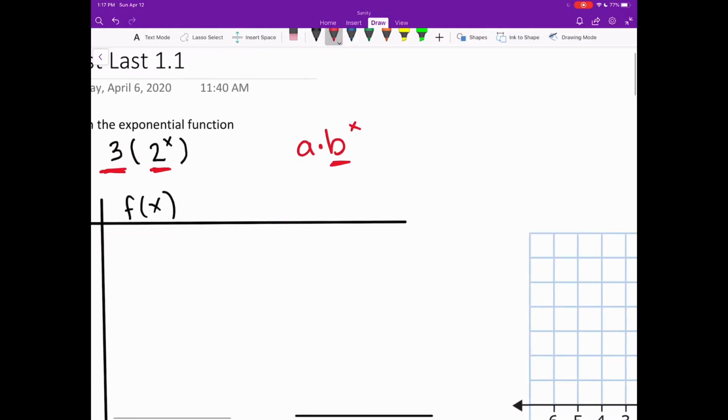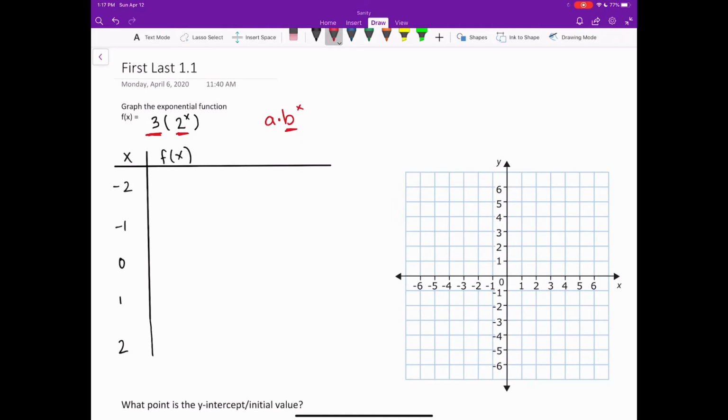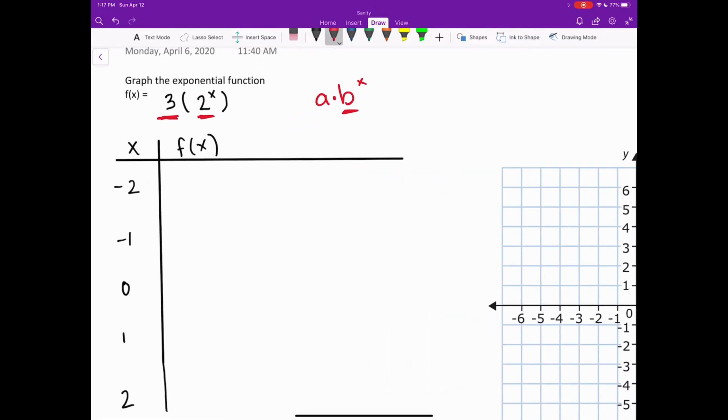So to graph this, kind of like what we've been doing, this is just review, all right? Review for this first week. I'm just going to make a table of values so that I can plot all of these points to graph on my coordinate plane. So in my table, I have a whole bunch of x values going from -2 to 2. We could extend this out, but let's just get a general idea of what this graph looks like. So if I plug in -2 into f of x, so if I'm technically finding f of -2, this is going to be 3 times 2 to the power of -2.